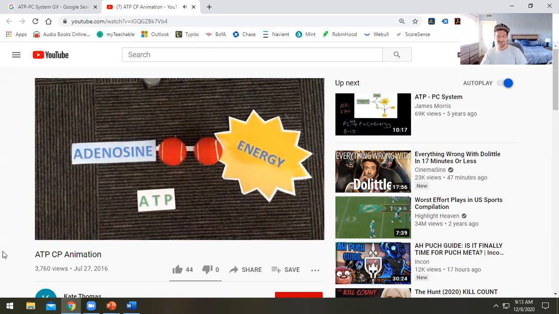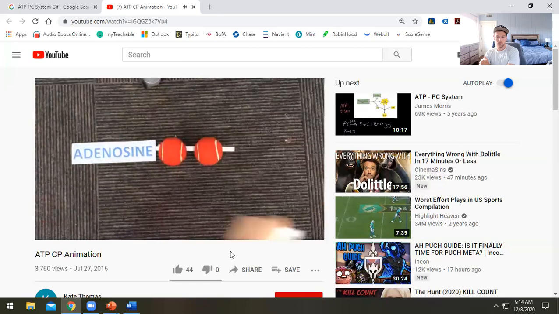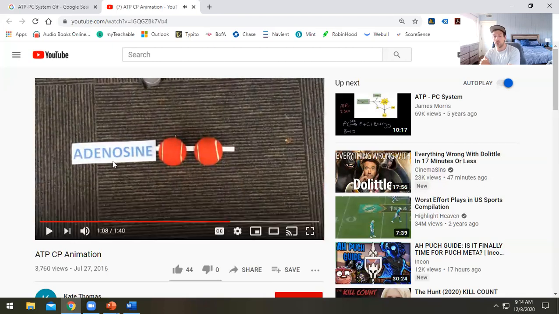We now only have 2 phosphate groups. So now this is called adenosine diphosphate. And this is a half charged battery. In order for it to become fully charged, energy needs to be present.